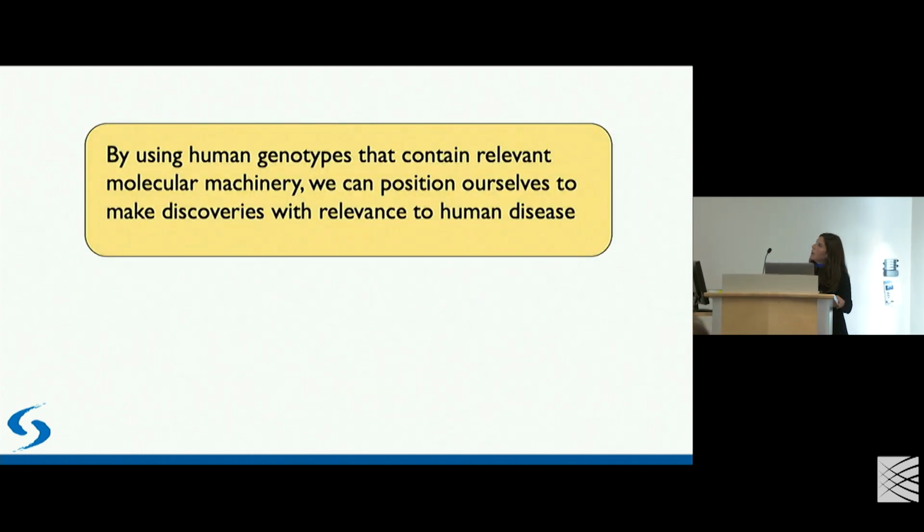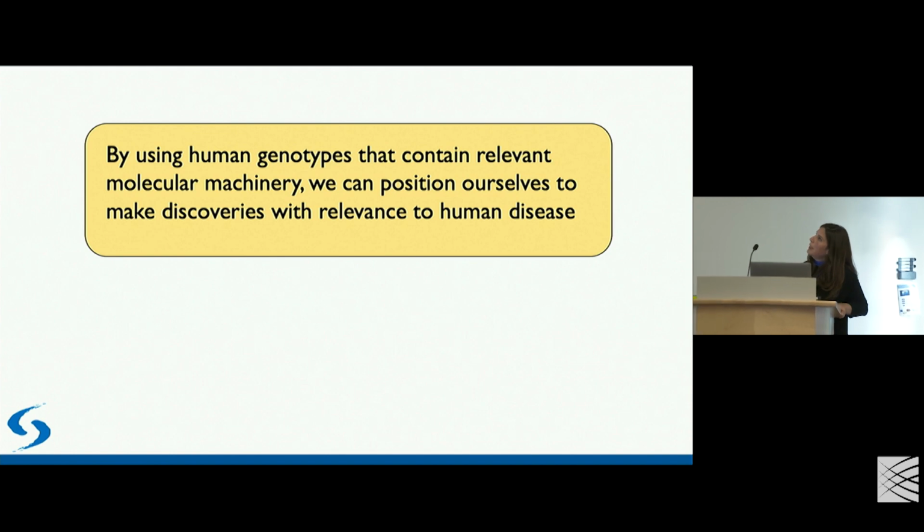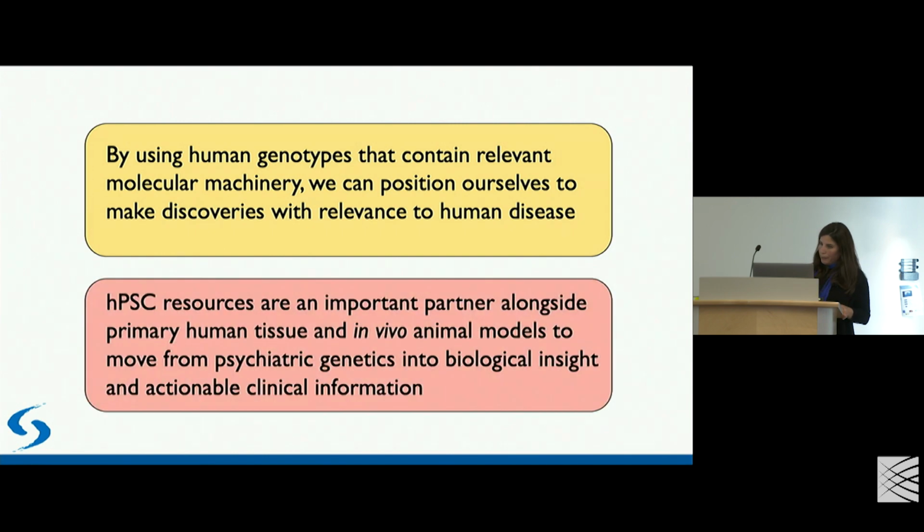So to conclude, I would argue that by using human genotypes that contain relevant molecular machinery, we can position ourselves to make discoveries with relevance to human disease. Human pluripotent stem cell resources are an important partner alongside human primary tissue and in vivo animal models to move from psychiatric genetics into biological insight and actionable clinical information.